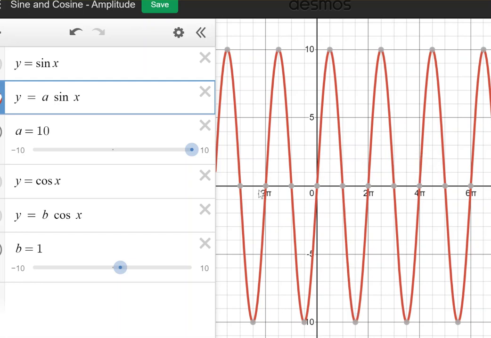Notice that the center line is still at y equals 0. So that middle line didn't change. The only thing that changed was that peak, where it hit, which remained the same.